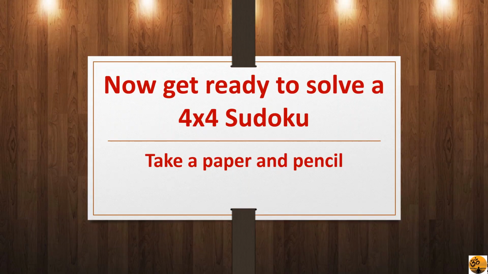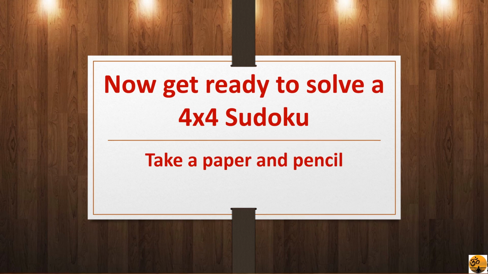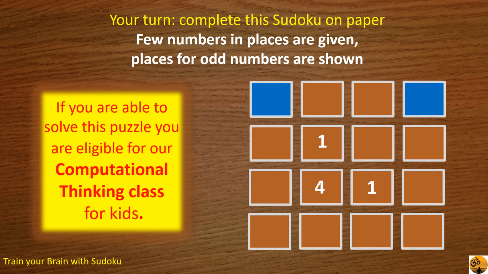Now get ready to solve a 4x4 Sudoku. Take a paper and pencil. Your turn. Complete this Sudoku on paper. Few numbers in places are given. Places for odd numbers are shown.